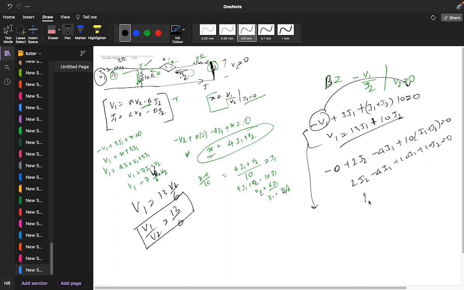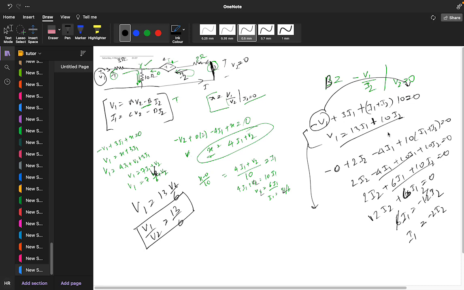So what we are doing: solve this and get the result. It is coming as 6I1 plus 12I2 is equal to 0. So what is the relation between I1 and I2? 6I1 equals minus 12I2, so this will get cancelled out. So I1 is nothing but minus 2I2.